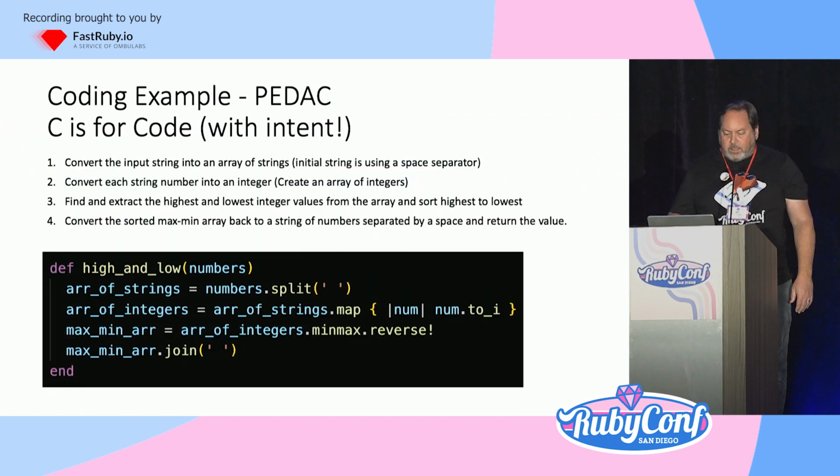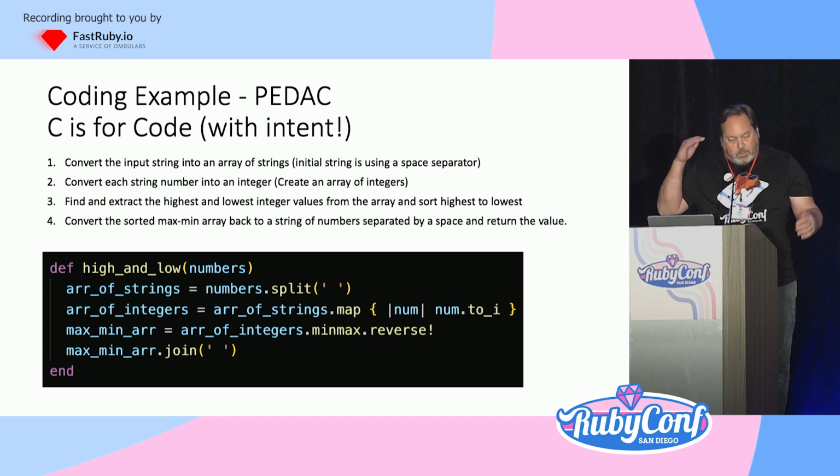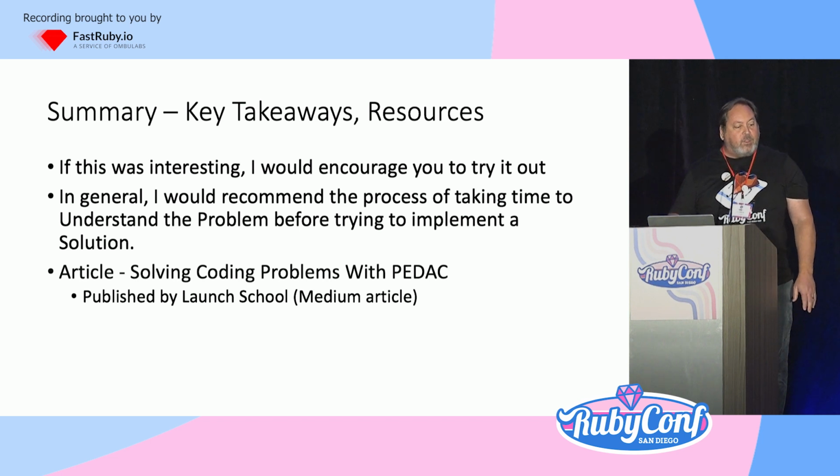So this is what it looks like if you actually write the code for those. The first one, convert the input string into an array of strings: array of strings equals numbers.split. And then the second one, array of integers equals array of strings.map. The code part's not as important, but it works. The idea is to figure that out ahead of time. So anyway, this is it.